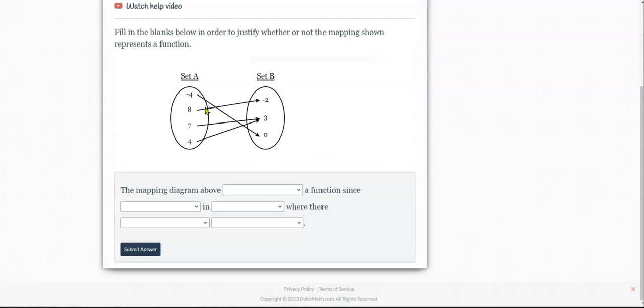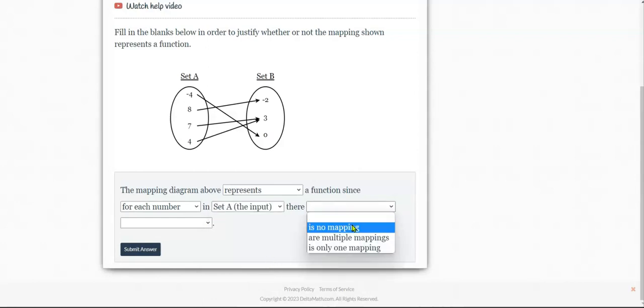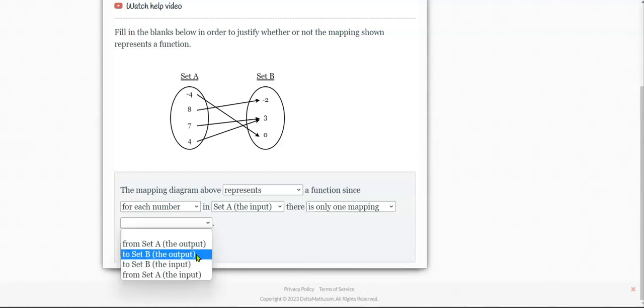Next one, set A, single arrow, single arrow, single arrow, single arrow. This represents a function, since for each number in set A, the input, there is only one mapping to set B, the output.